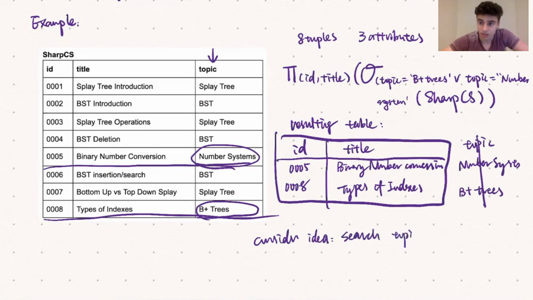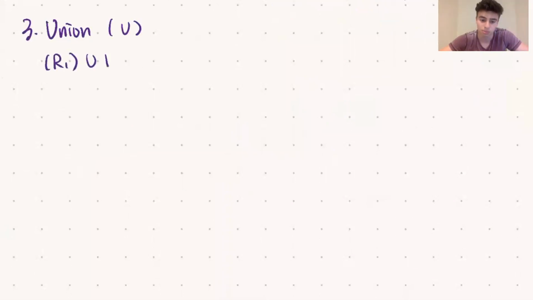So that's the first two operators. Let's look at the next operators. Both of these two operators are set operations. So if you know how to work with sets, these should be pretty intuitive. The first one is the union. Now, the union takes two parameters, both of which are relations, and returns a relation that contains all the tuples in both of those two input relations.